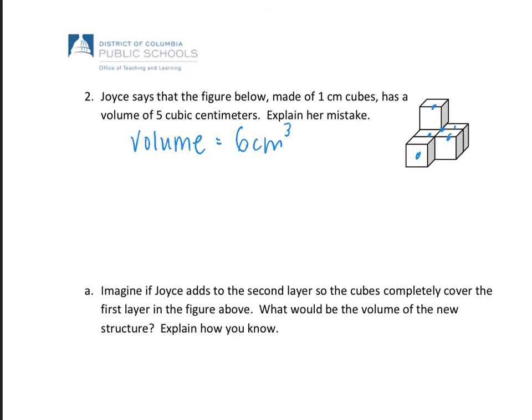Think about how we just counted it, right? 1, 2, 3, 4, 5. I'm sure that's how she got the 5 cubic centimeters. But then, what was her mistake? How come she didn't count the 6th one? Okay?